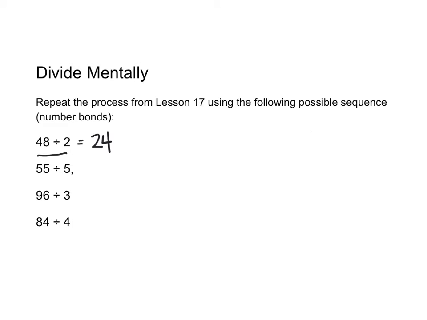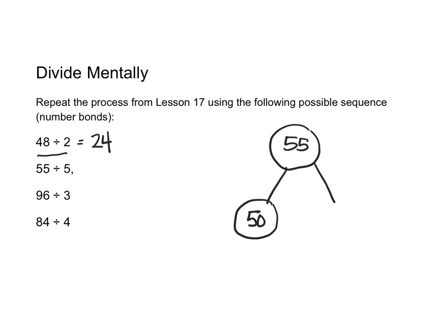And we will do 55 divided by 5. So in our top circle, we'll do 55. And we can break 55 apart into some really easily divisible numbers. Let's break it apart into 50 and then 5. Well, we know that 50 divided by 5 is 10. And we know that 5 divided by 5 is 1. So if we add those, we then know that 55 divided by 5 is 11.